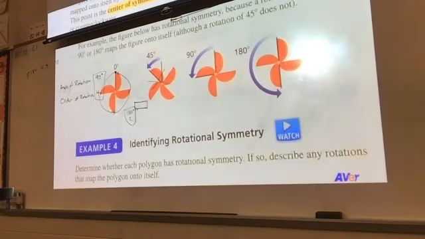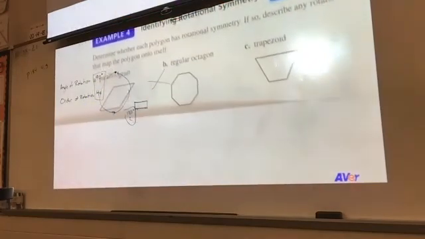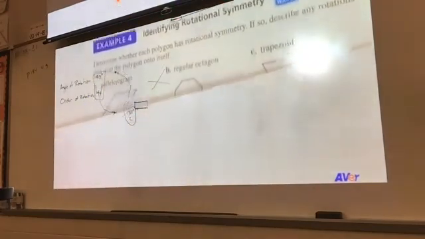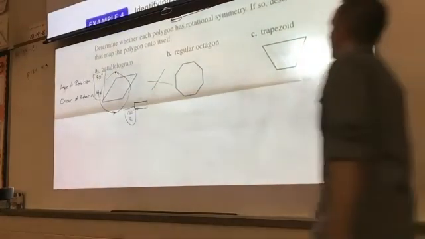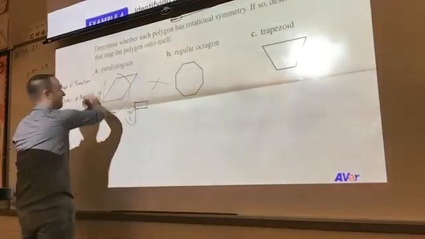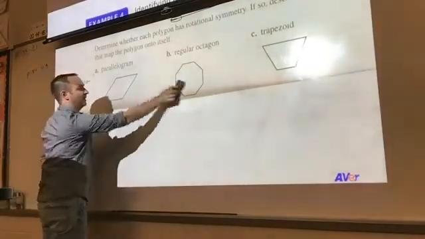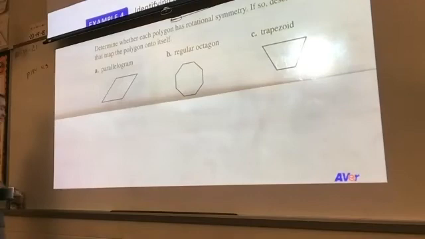All right, so let's look at rotational symmetry here. Talk to somebody about it. Parallelogram, octagon, trapezoid. What do we have for rotational symmetry here? Angle and order, if any. Yeah, but then it would have to be 1.